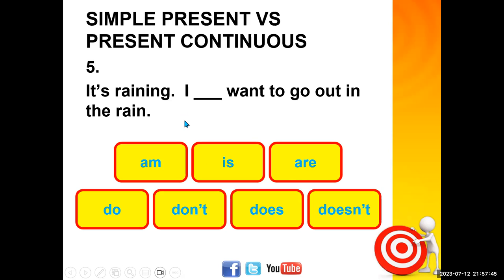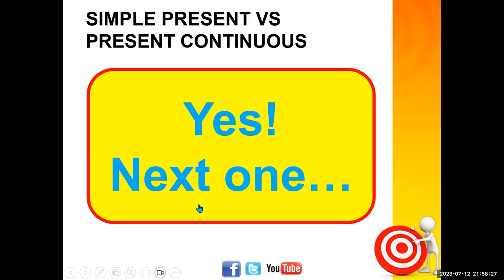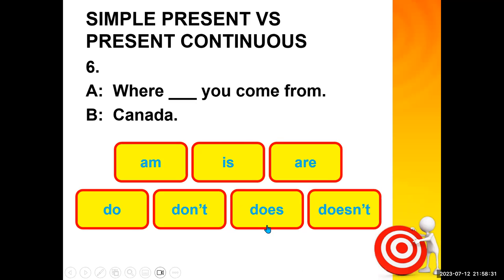Okay, what about this one? Simple present or present continuous? I don't want to go out in the rain. Okay, but tell me, is this sentence in simple present or present continuous? Present continuous. Yes. Okay. And what about right here? Which one do I need to put there? Don't. Okay, and the last one. Simple present or present continuous? Simple present.